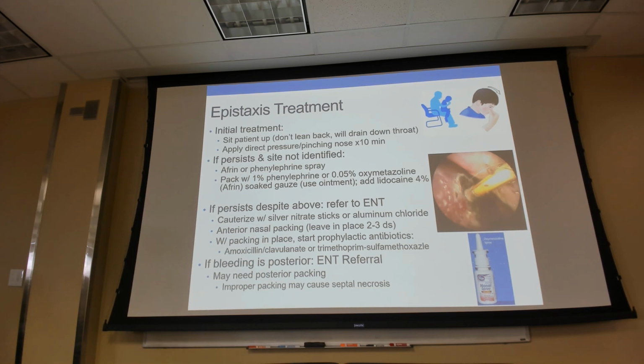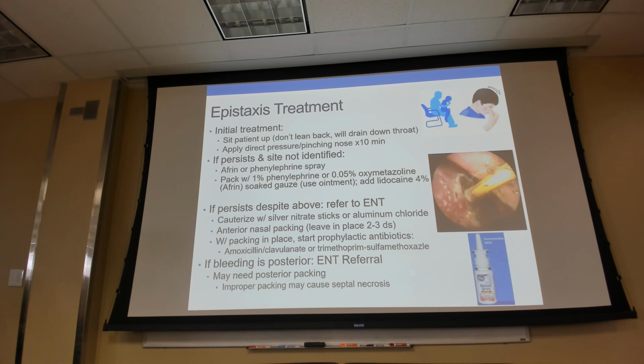So if you think you have a posterior bleed or you can't identify where the bleed is, then that's certainly a time where you would need to have some specialists involved. If that persists and now ENT is getting involved, they will be the ones that will cauterize this bleed, or they will be the ones that will do true anterior or posterior packing.